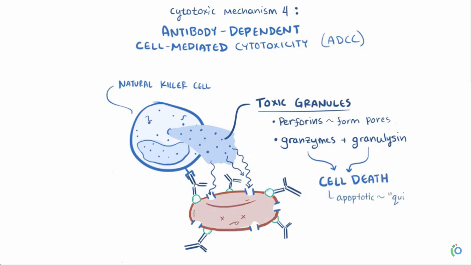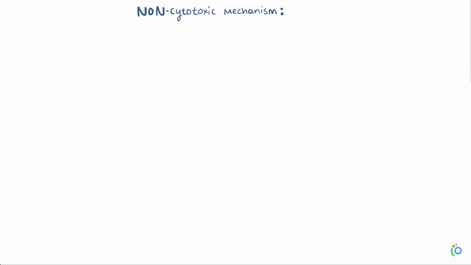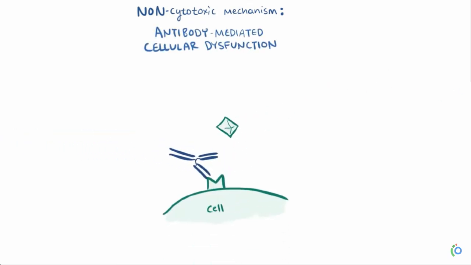Failure causes cell death in an apoptotic or quiet death sort of way, such that there's no surrounding inflammation. Okay, so far all the mechanisms that lead to cell death are cytotoxicity, right? There are, though, non-cytotoxic type 2 hypersensitivities as well, where the antibody just sort of disrupts function, called antibody-mediated cellular dysfunction. Sometimes when an antibody binds to antigen, it just sort of gets in the way. When it's happening, it can change the way a cell's supposed to function.